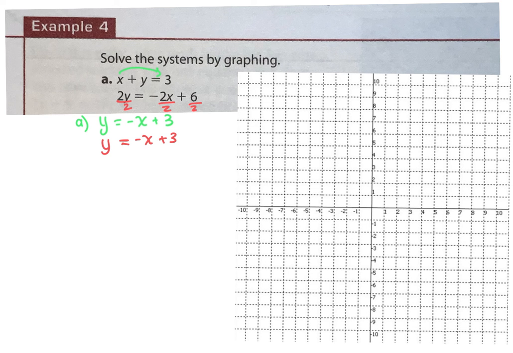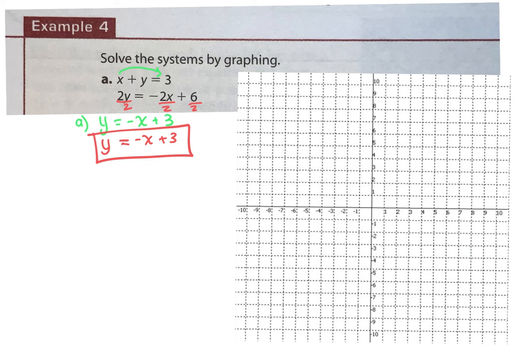But your answer here is the entire line. It's the entire line of negative x plus 3. It's this whole line. And so your answer for this would be the entire line. It's not one point, it's the whole line, okay? The whole entire line is your answer there, all right? Make sense? All right, let's look at the other one.